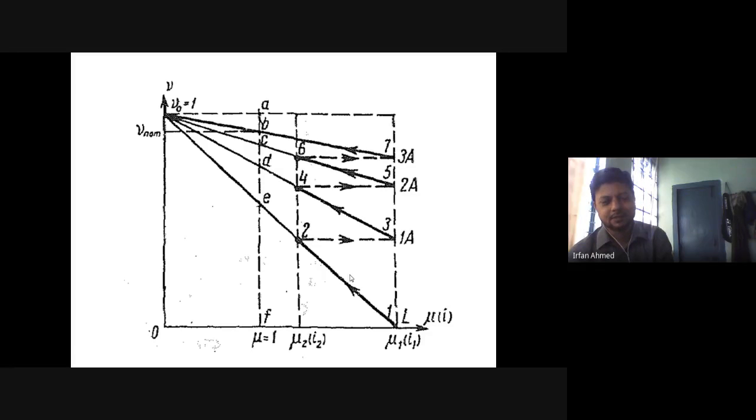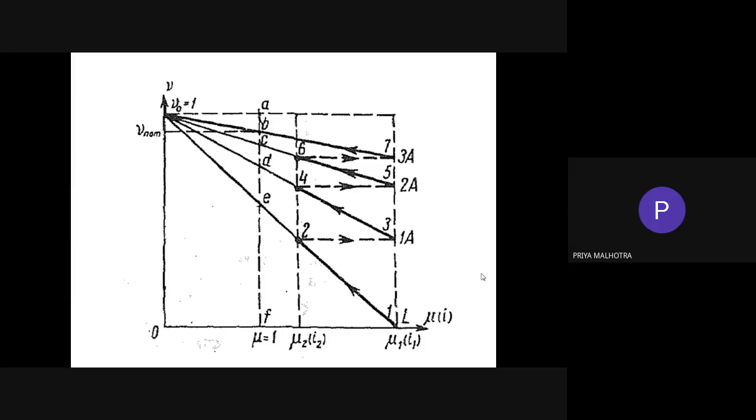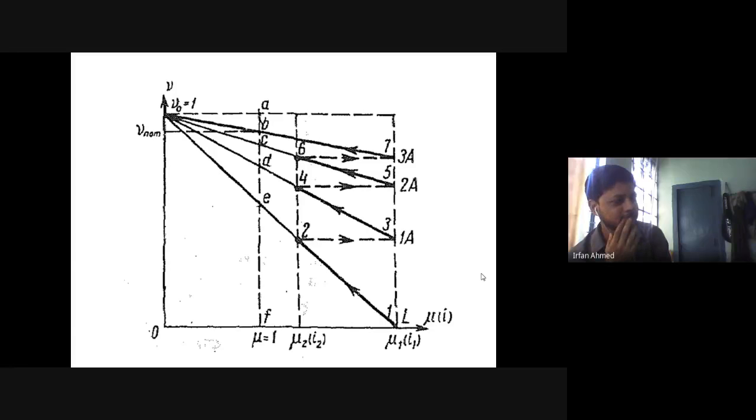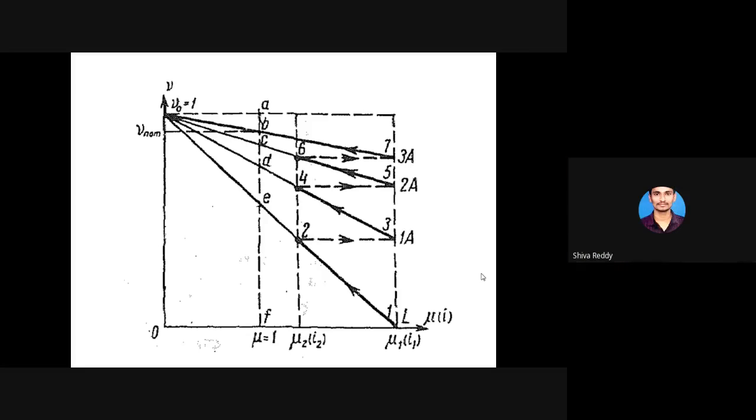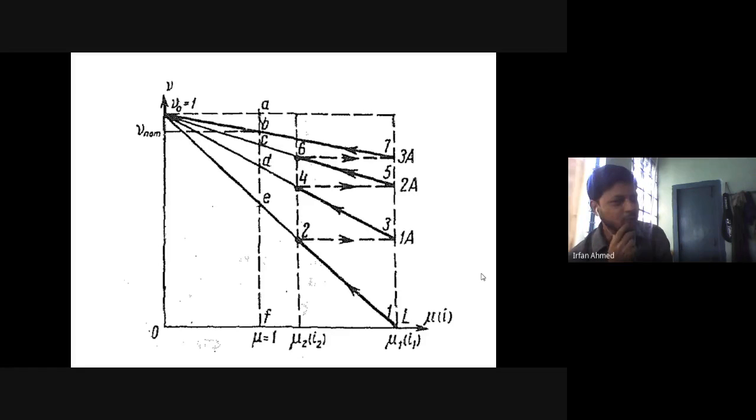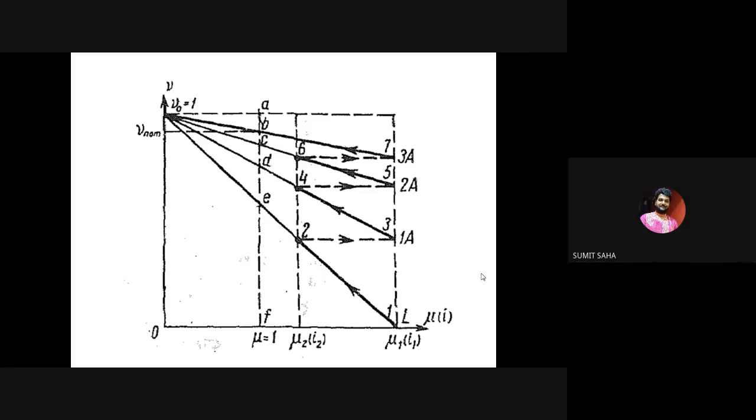The simple answer is that you want the motor to accelerate. When will the motor accelerate? Right now the speed is 0. You want to increase the speed. The motor should accelerate. When will it accelerate? Torque is more, load is constant. Yes, Sumit. When the motor torque is greater than the load torque. Simple concept. The motor will accelerate only when the motor torque is greater than the load torque.